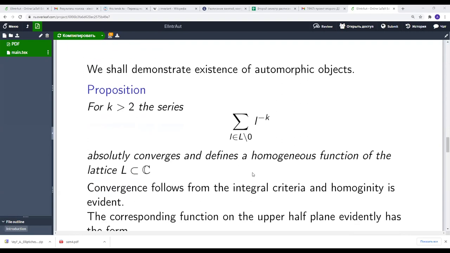Okay. Why? So convergence is a rather standard fact. For example, it follows from the integral criterion. Do you know it, yes or no? Shall I explain why this series converges? Please answer yes or no. Yes, please. Okay, very good.